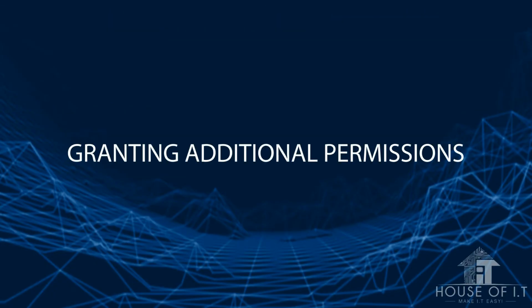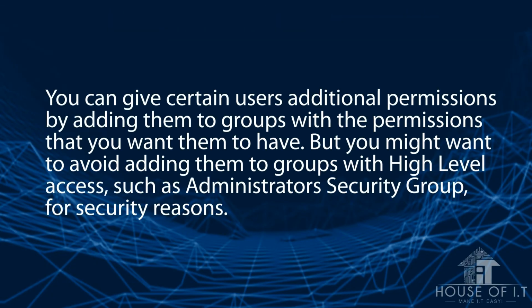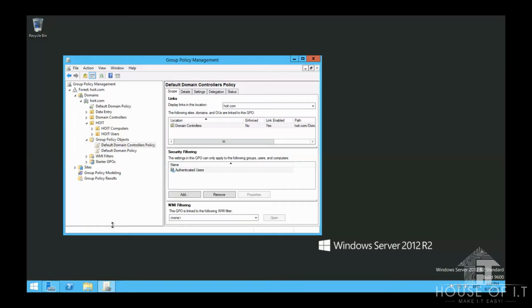And then we move to granting additional permissions. You can give certain users additional permissions by adding them to groups with the permissions that you want them to have. But you might want to avoid adding them to groups with high-level access, such as the Administrator Security Group, for security reasons. You could use the GPMC or Group Policy Management Console to grant additional permissions.